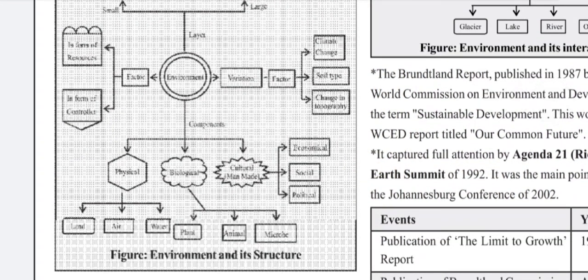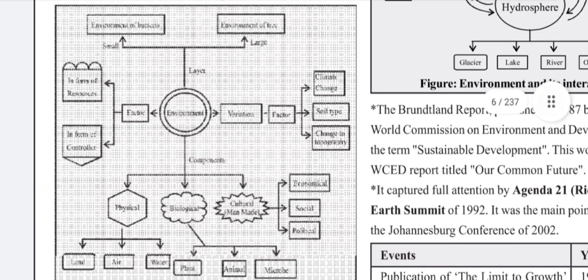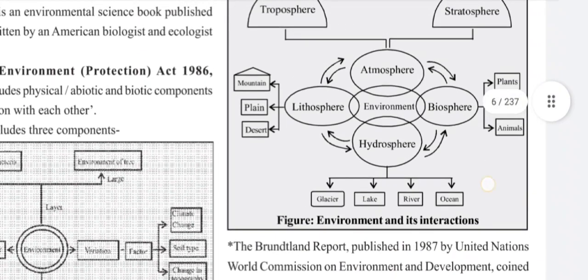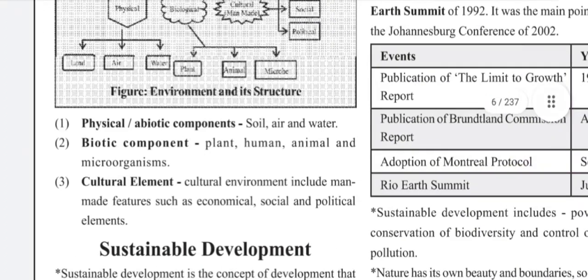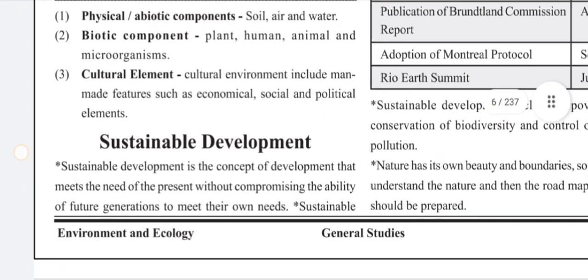Environment and its structure. First is the physical abiotic component: soil, air and water. Second is the biotic component: plants, humans, animals and microorganisms. Third is the cultural element. Cultural environment includes man-made features such as economic, social and political elements.